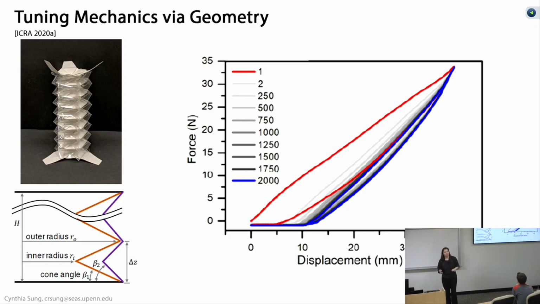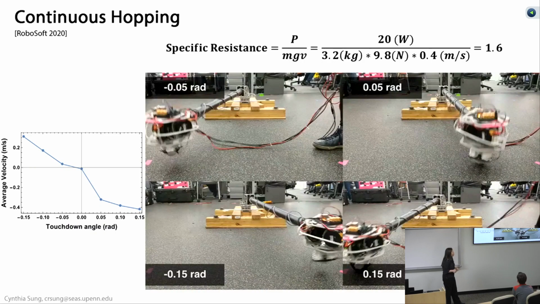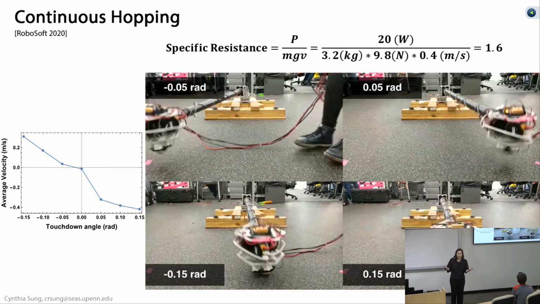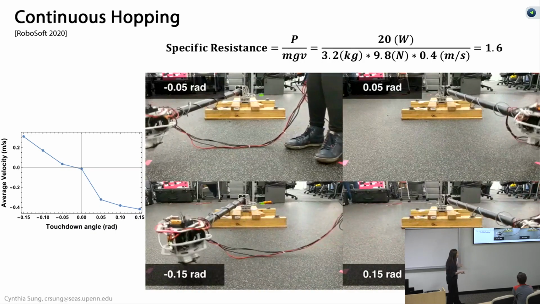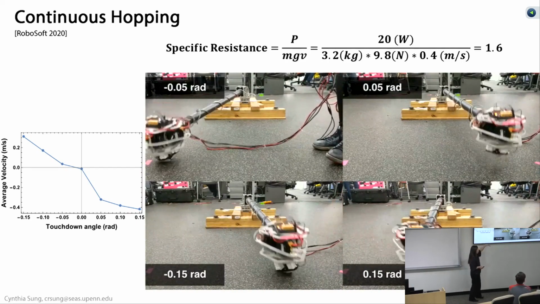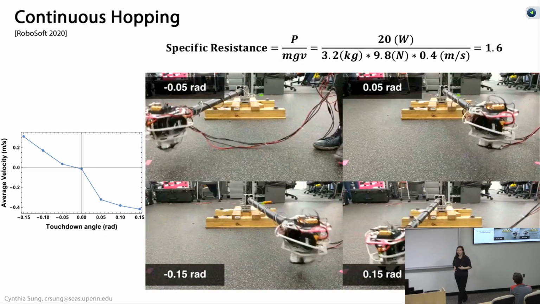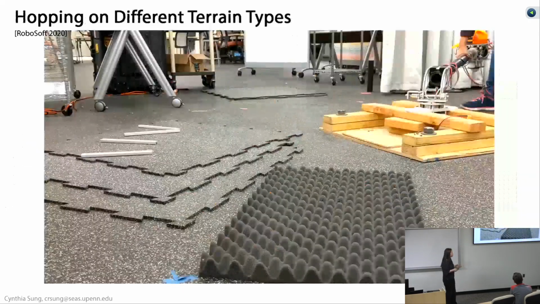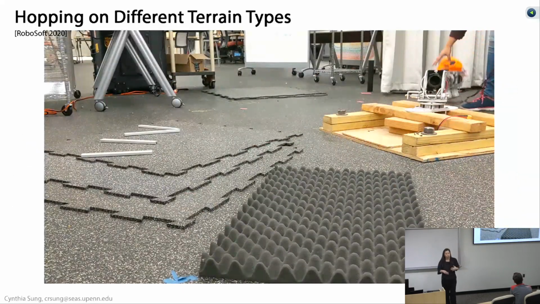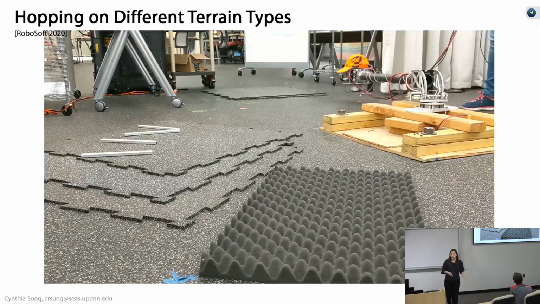Now, in addition, because these structures are compliant, we can also implement other hopping controllers on this robot. We can change the angle of the touchdown, and now we can control the velocity at which the robot moves forward or backward. And again, because the structure is compliant, this robot can move over different types of terrain with no change in the controller itself.